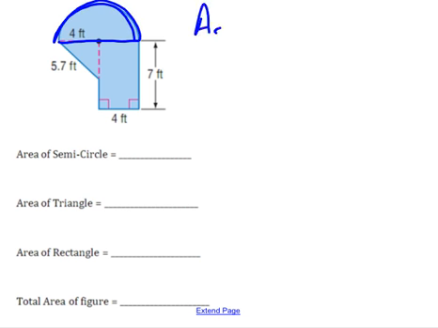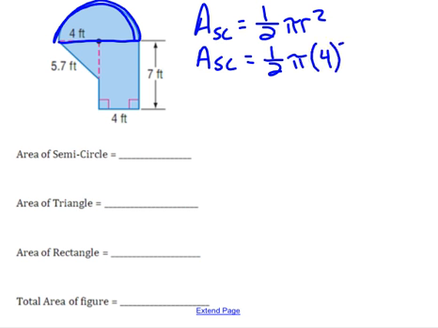Area of a semicircle is going to be 180 degrees out of 360. You can reduce that to 1/2, which is a really good skill to have. Or you should know semicircle stands for half a circle. So we're going to have 1/2 of pi r squared. So area of semicircle equals 1/2 pi times 4 squared, since this radius was given as 4. So the area of the semicircle would be 8 pi.